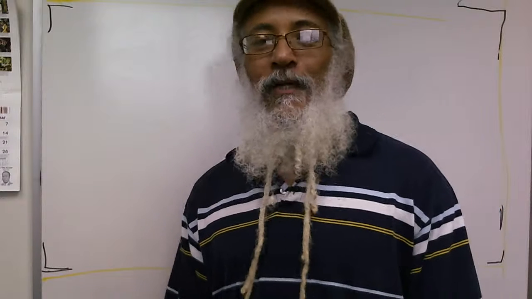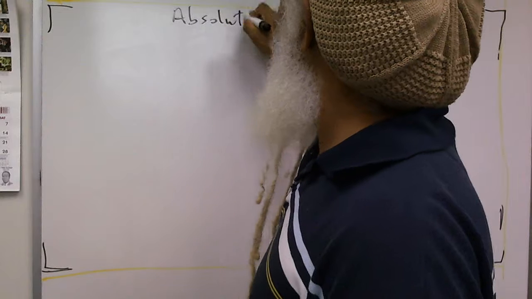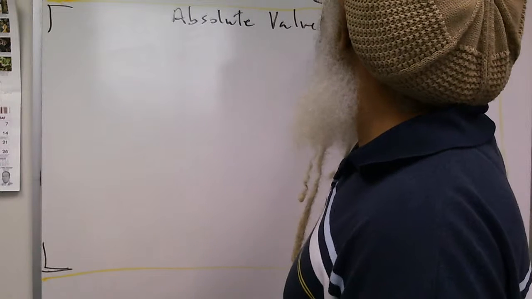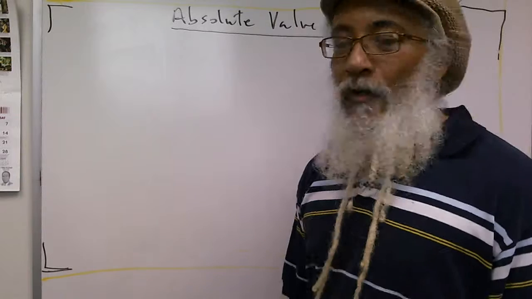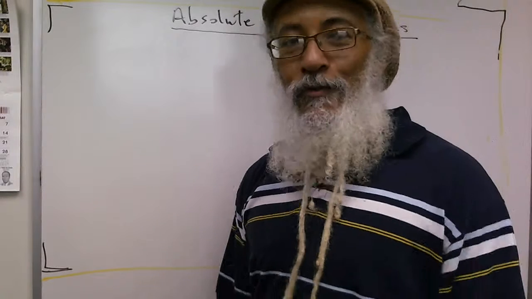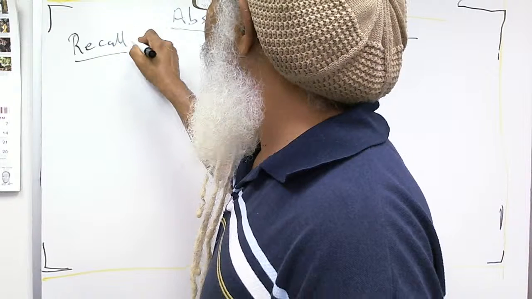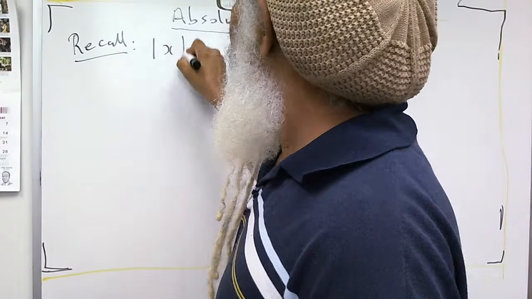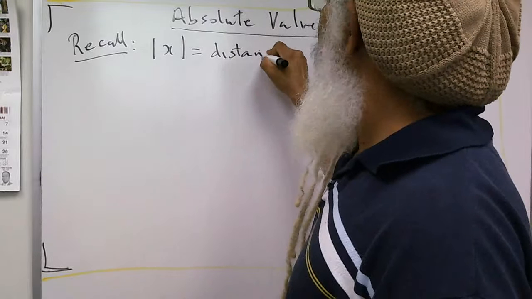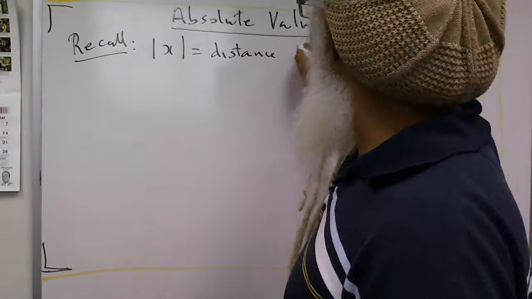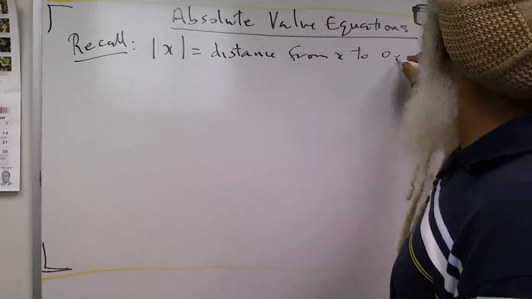Okay. Today we will look at absolute value equations. So a quick reminder as to what absolute value is all about. Let's recall. The absolute value, in fact, gives us the distance. The absolute value of x gives us the distance from x to 0 on the number line.